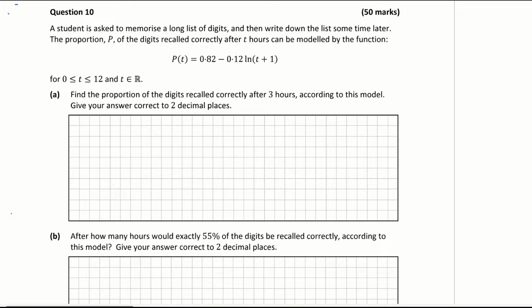Question 10a. Find a proportion of the digits recalled correctly after 3 hours according to this model. Give your answer correct to 2 decimal points. So what this question wants us to solve for is basically when time is equal to 3. So t stands for hours. They want it after 3 hours.